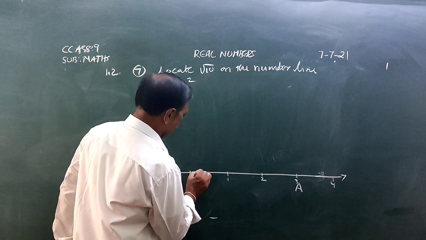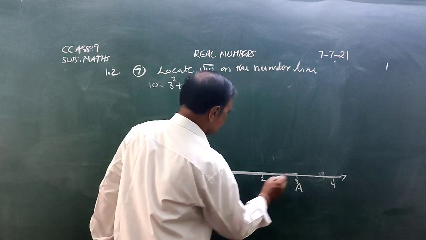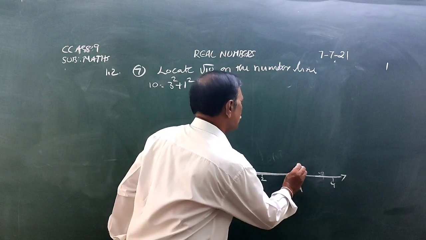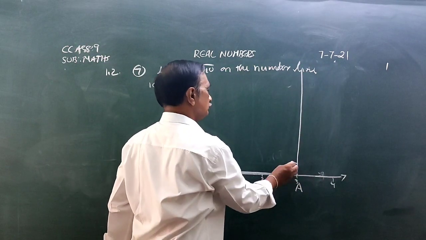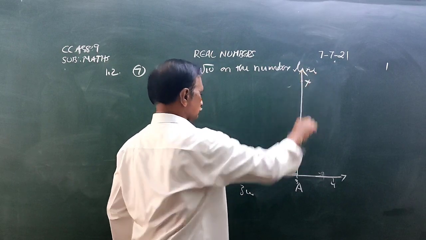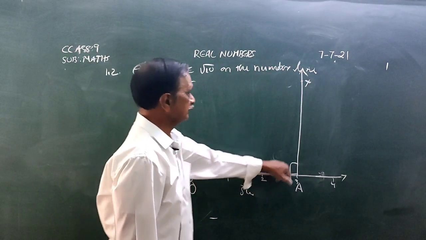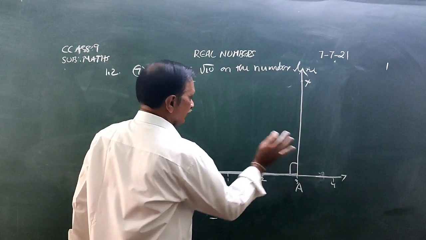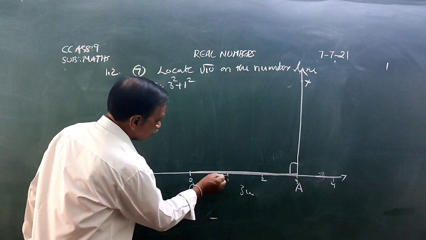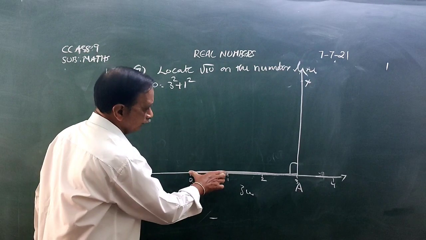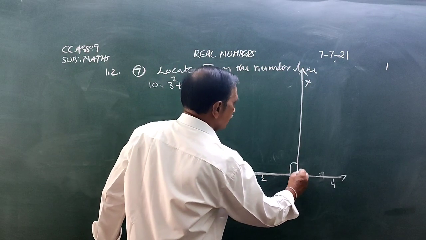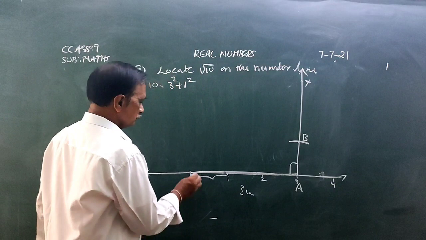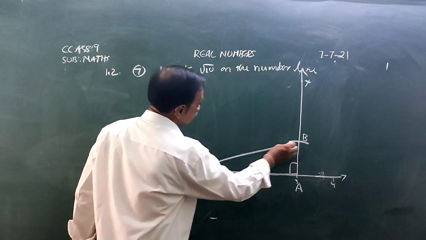Now what is the length of OA? How many units? 3 units. Draw AX ray by using protractor perpendicular to OA. Now taking A as center and radius 1 unit, draw an arc to intersect AX ray at B. Join OB.